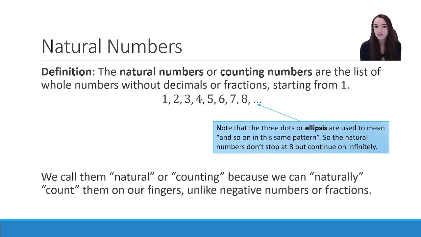Now, why are these called natural or counting numbers? It's because we can naturally count them on our fingers, unlike negative numbers or fractions. So, generally, when you hear the term natural number, you should think it's the normal numbers that we use easily, that we can count, that we run into, etc. One caveat to that is sometimes people will define the natural numbers as including 0, and sometimes they won't. For our purposes, we will not be including 0 in the definition of the natural numbers. It just starts from 1, it starts from 1 finger, 2, 3, 4, and so on.